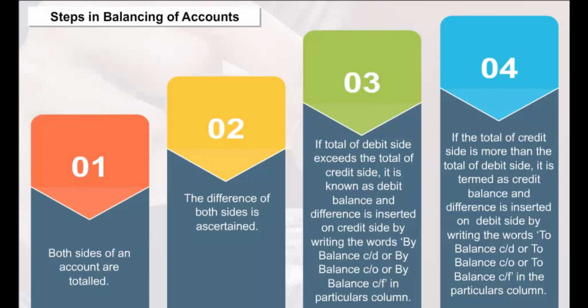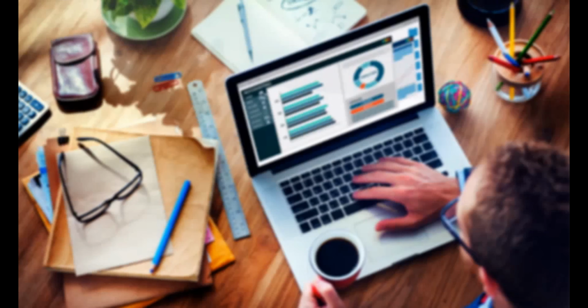If total of credit side exceeds the total of debit side, it is known as credit balance, and the difference is inserted on the debit side by writing the words to balance c/d or to balance c/o or to balance c/f in the particulars column.